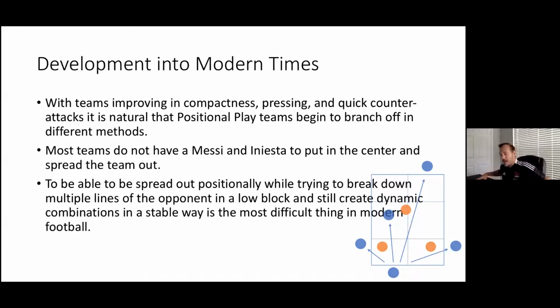To be able to spread out positionally and attack multiple lines of the opponent, so in behind, in between the lines, in front of the opponent, against the low block, and still create combination play and things like that with speed is the hardest thing to do, right? So you want to be able to be spread out, but you still want to be able to combine and still defend counterattacks so you can play all different sorts of ways against these teams. That's the hardest thing to do, and teams are trying to find different balances of doing it.